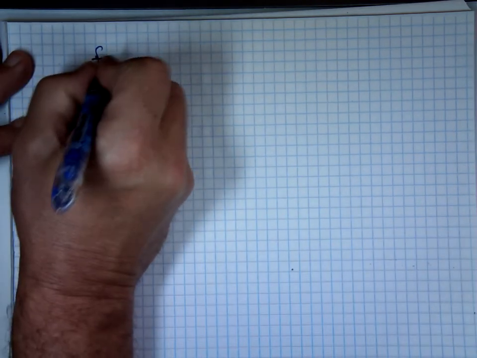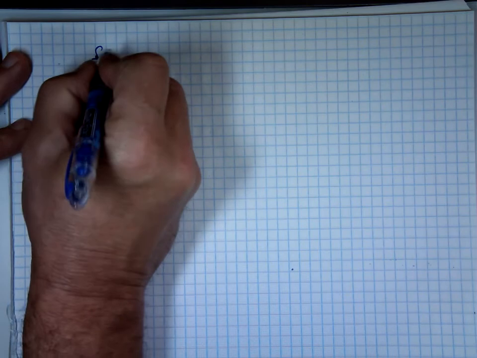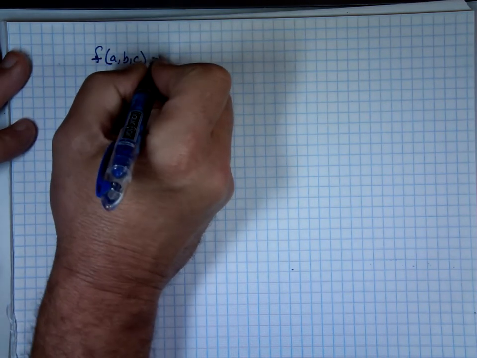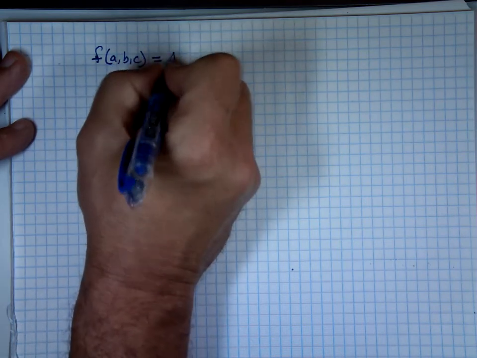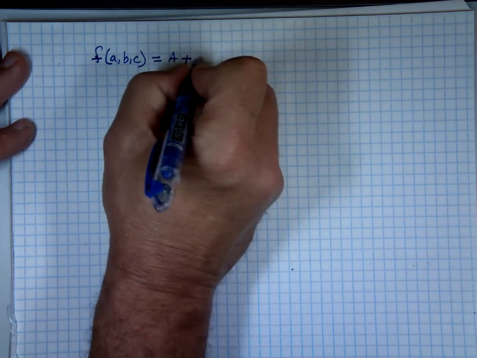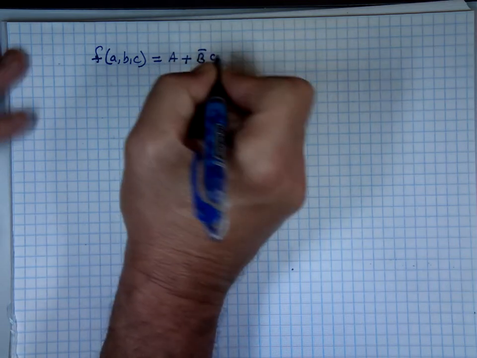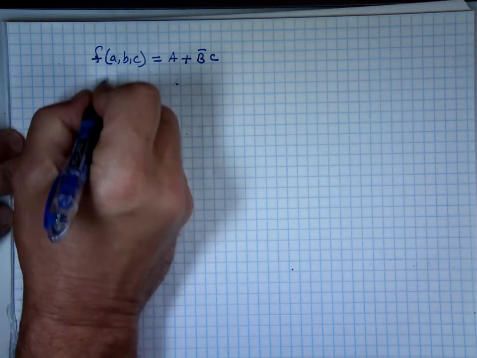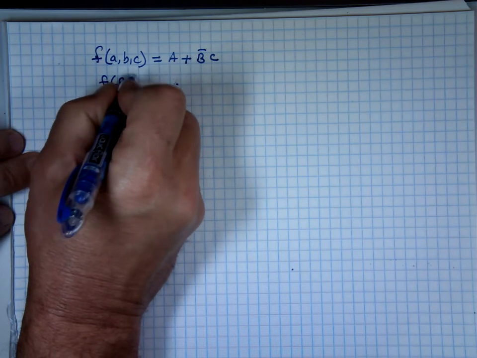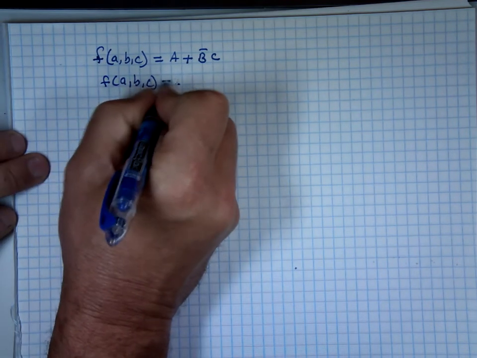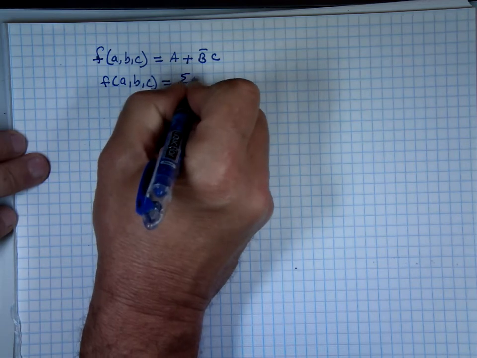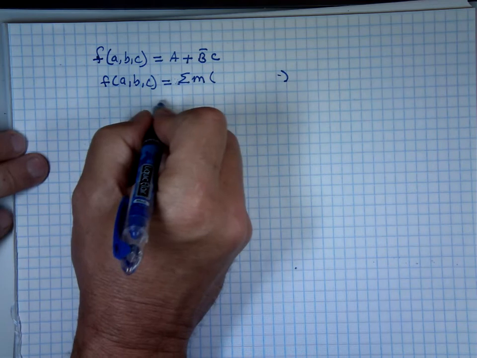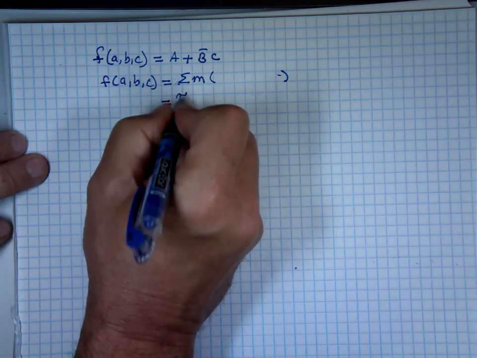F of A, B, and C is equal to A plus B bar C. And I want you to write that as F of A, B, C equals the summation of the minterms. And tell me which one. And maybe while I'm at it, how about we do the product of sums, the max terms.